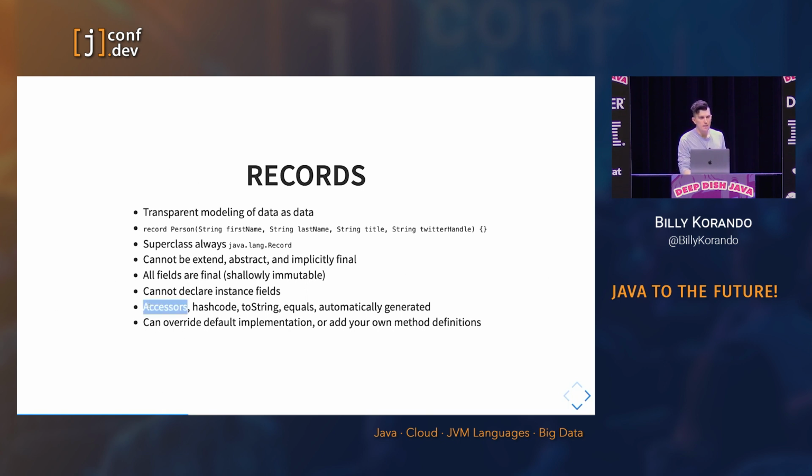The compiler will automatically generate accessors. When we define a record here, these are called components, which then get transposed into fields. The accessor will just be the name of the component. So if I wanted to get firstName out of Person, it would be the instance of person.firstName. We'll also generate hashCode, toString, and equals, all automatically, though you can override these implementations if needed. Just make sure, of course, particularly for hashCode and equals, that you're maintaining the appropriate contract of equality and computing of hash code.